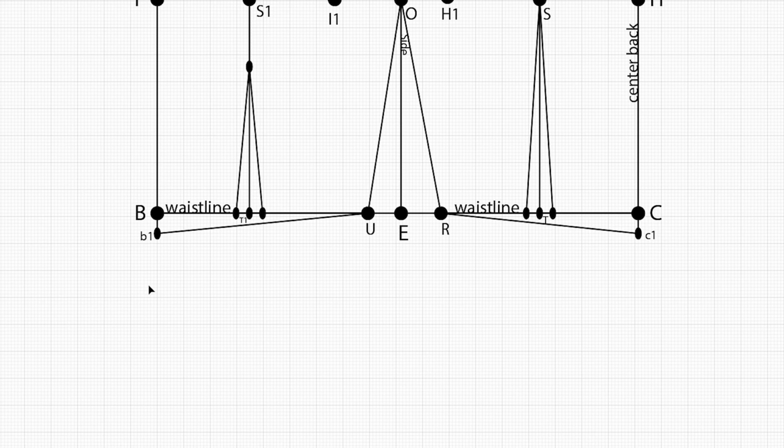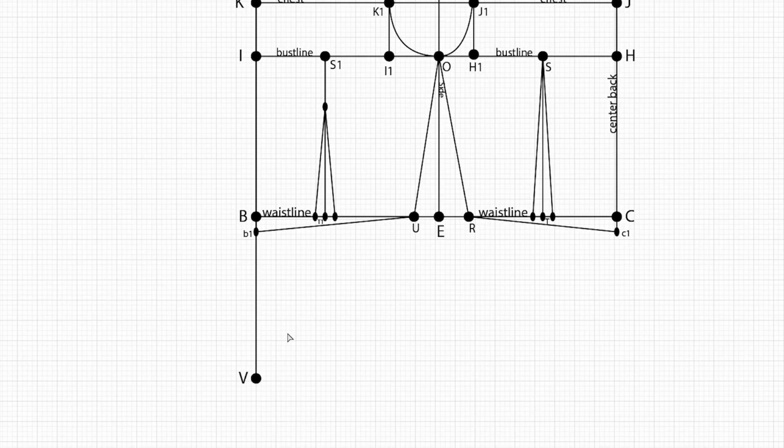Now we're going to go ahead and work on our hip attachment. From point B here, I want you to go down 8 inches, which is the standard measurement for your waist to hip measurement. So go down 8 inches. I've created my point here and I labeled that point V. Now I'm going to go over to point C and go down 8 inches as well and label that one point V1. Now I'm going to draw a line from point V to point V1. I'm going to label the line that I just drew the hip line.